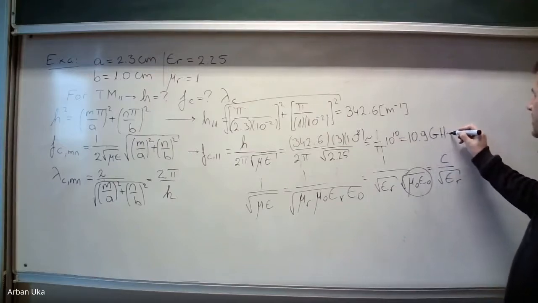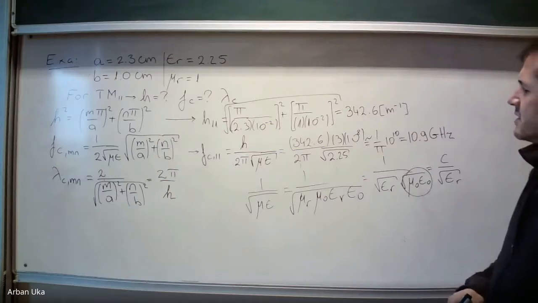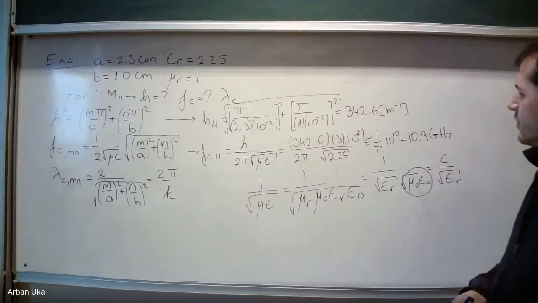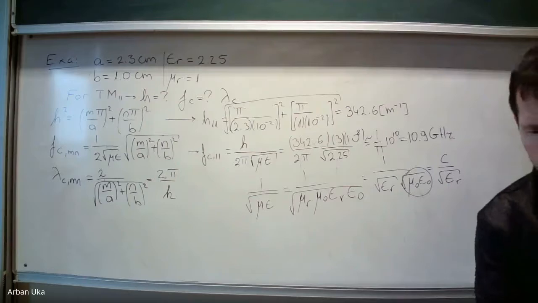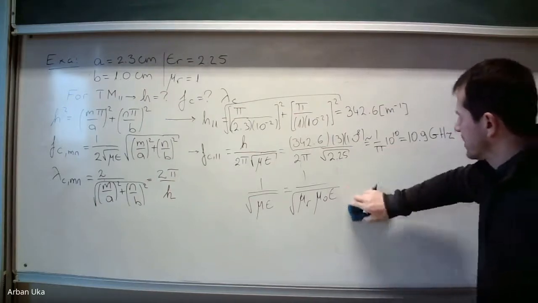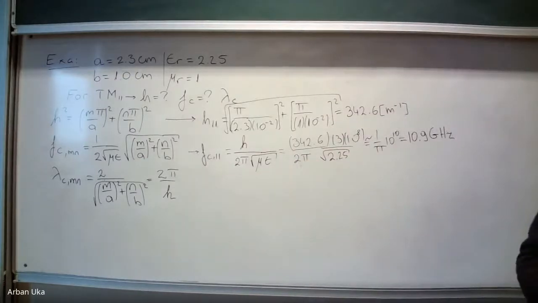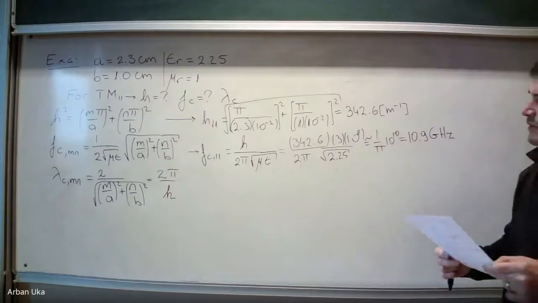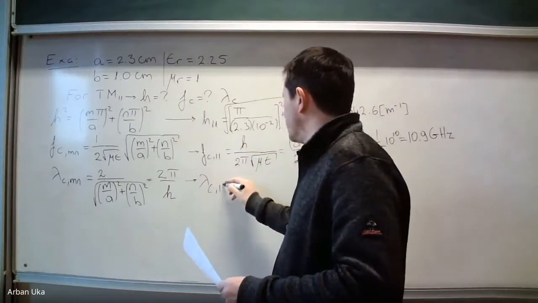10.9 gigahertz, which means that this is the cutoff frequency. So for the mode 111. Now this was just rough calculations, so we can erase this one because the numbers we entered above, and then we added the cutoff wavelength here for the mode 111.